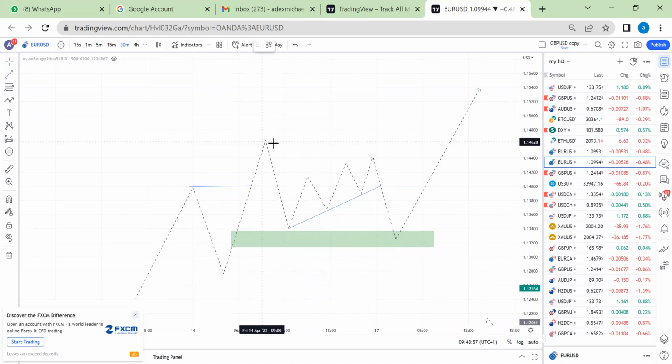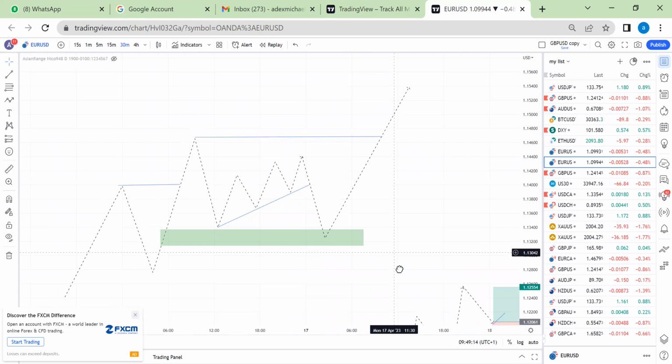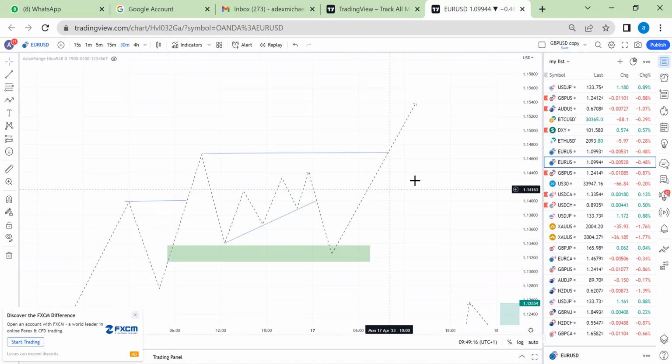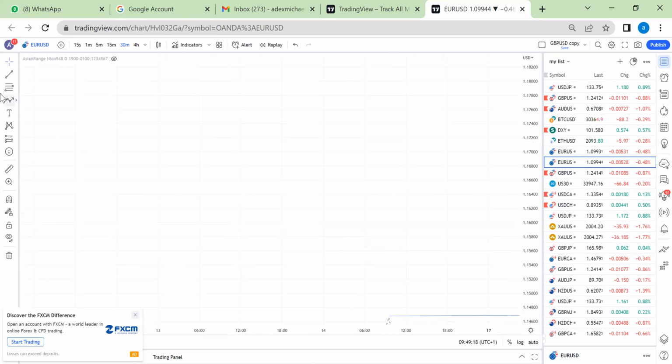So it targets this higher high here to exit. This is trend line liquidity for a buy. That's for a buy. You can also have it for a sell. For a sell, you can have something like this.